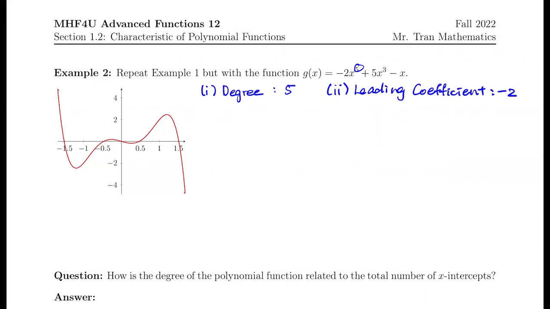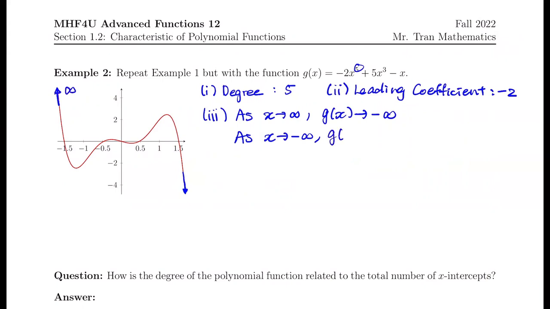And then we state the end behaviors. So as x approaches infinity here, we would see that as x gets larger, the function will just get larger negative. So that means it's going to approach negative infinity. So g of x approaches negative infinity. And then similarly, as x approaches negative infinity, we see that g of x will approach positive infinity. So g of x approaches infinity.